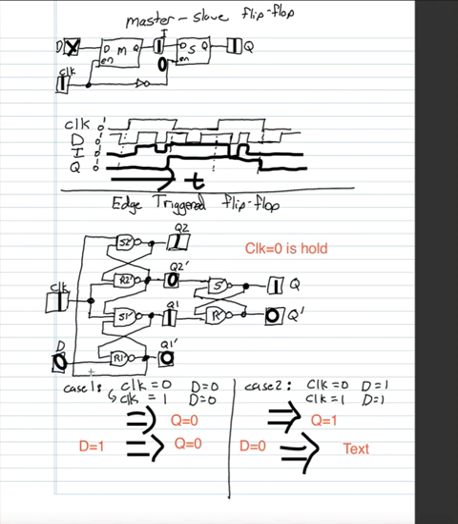Okay, so D is now 0. A 0 goes into a NAND gate, and we know that that is going to force this to become a 1. It does not matter what else is going on anywhere else. That is an overriding situation.